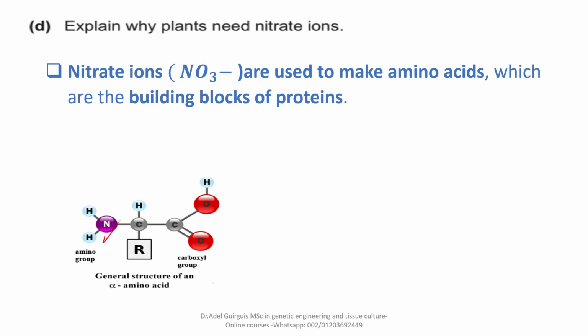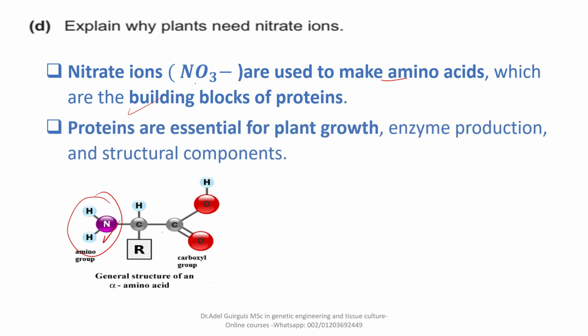Look at the structure of amino acids here, where N is found. As you know, all proteins contain four elements: C, H, O, and N. N is essential, as it is needed to build up the different amino acids. Amino acids are the building blocks of proteins. All proteins are made of a sequence of amino acids. Proteins are essential for plant growth, enzyme production (all enzymes are proteins), and some structural components in the plant tissues.